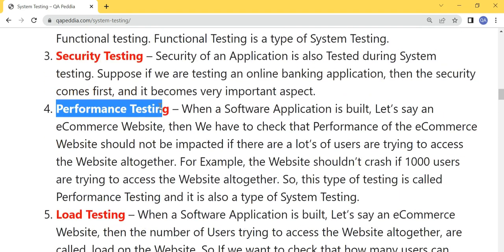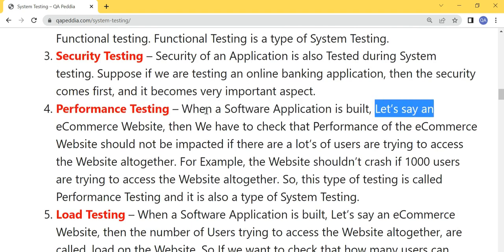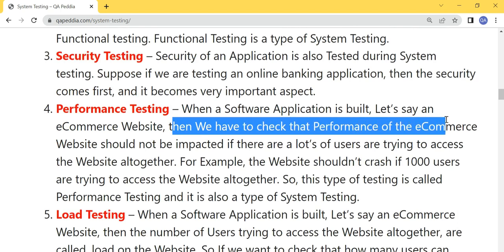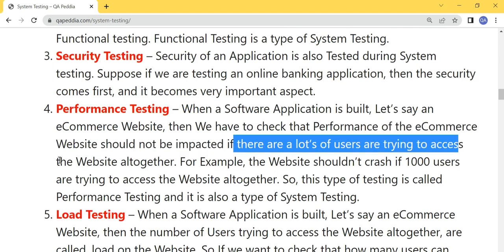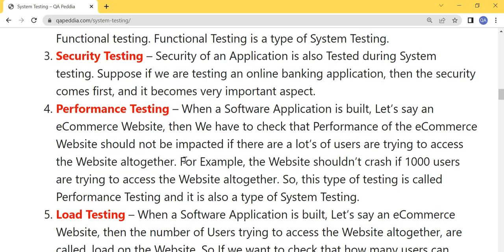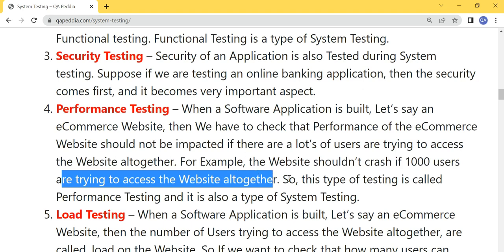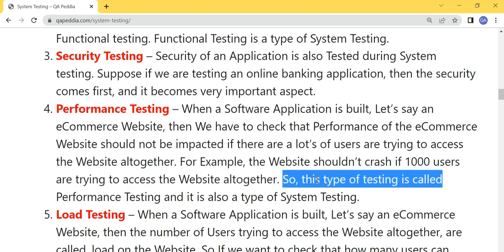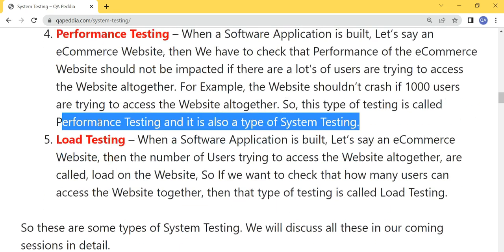Then performance testing. When a software application is built, let's say an e-commerce website, we have to check the performance of the website. It should not be impacted if lots of users are trying to access the website altogether. For example, the website should not crash if 1000 users are trying to access it altogether. This type of testing is called performance testing, and it is also a type of system testing.